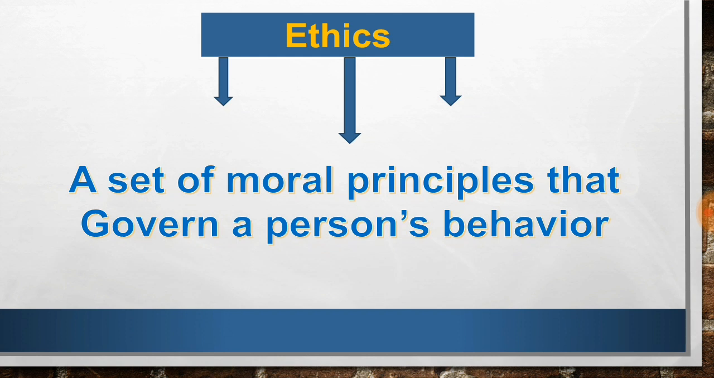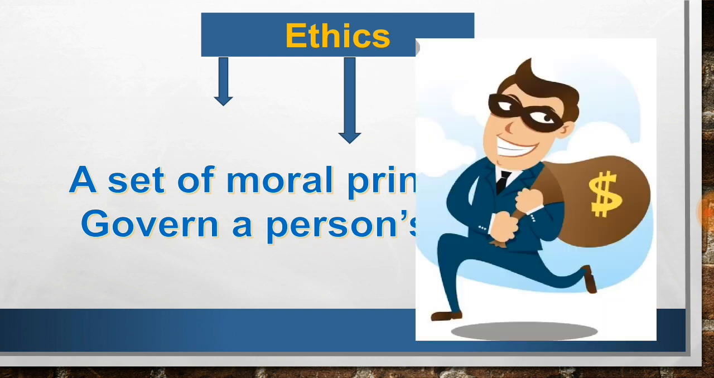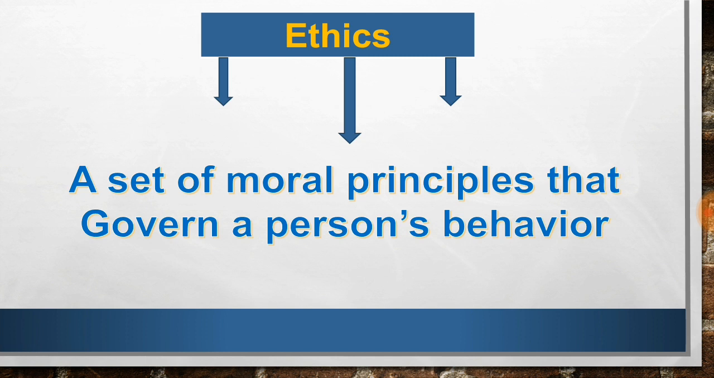For example, honesty is an ethical behavior. Therefore, it is considered as morally right. On the other hand, stealing money or embezzlement is considered morally wrong, so it is an unethical behavior. So, ethics is a set of moral principles or values that control or govern a person's behavior.